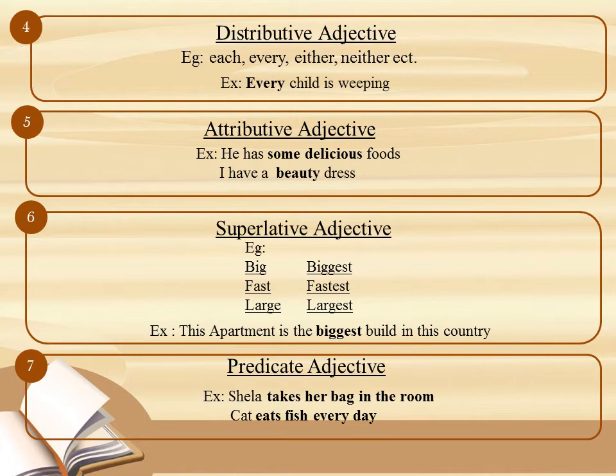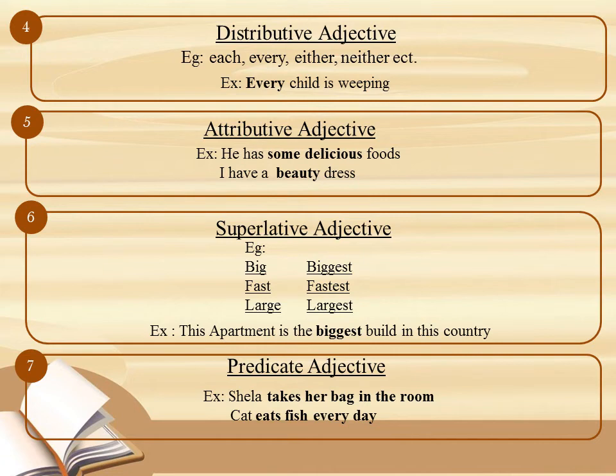The fifth is attributive adjective. Attributive adjective is an adjective that is directly adjacent to the noun or pronoun it modifies. An attributive adjective is not separated from a noun by a linking verb. In English, attributive adjectives usually come directly before the noun they modify.